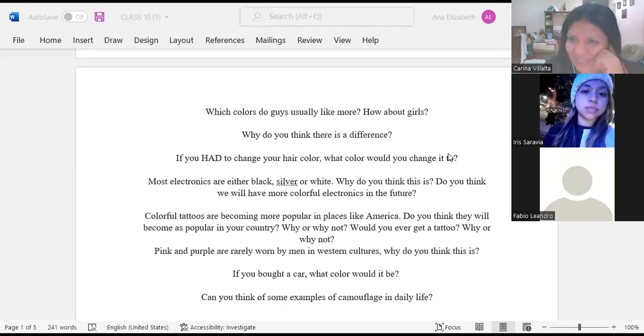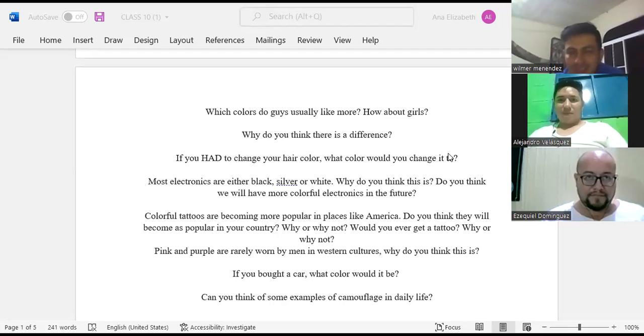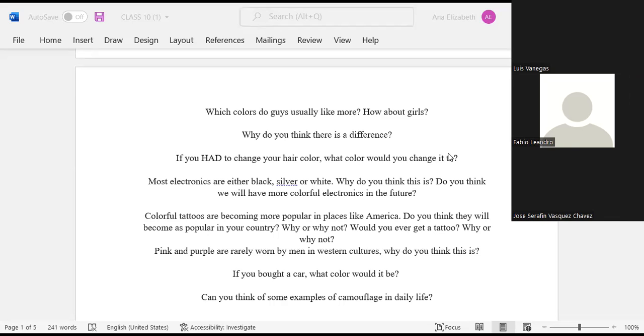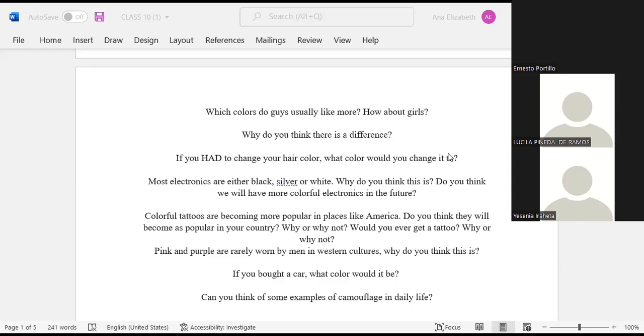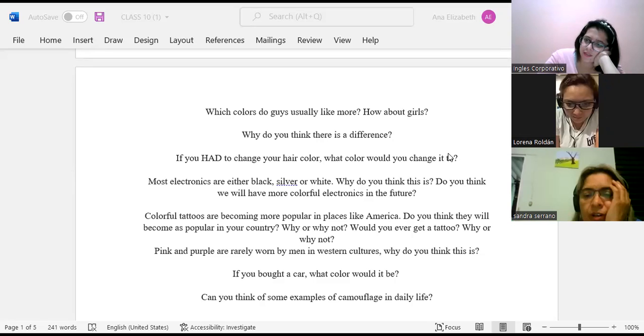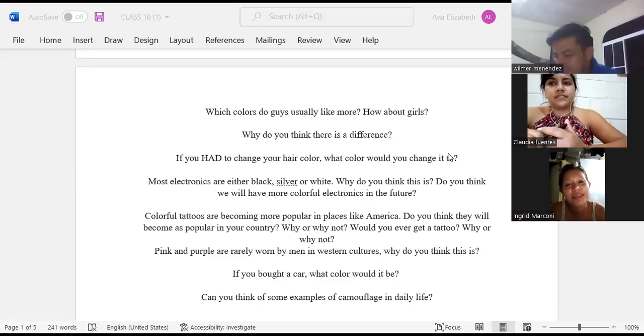Dark brown. The last color that I wore was blue. The last color that I used was blue, I over dyed my hair. Dye, ajá, dye. ¿Y ahora cómo lo tiene? Now my hair is brown because I am in a new work, and in that work I cannot use that kind of color in my hair. Okay. What about Wilmer? ¿Qué color se lo pintaría?